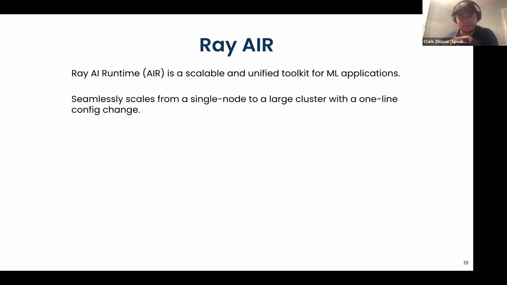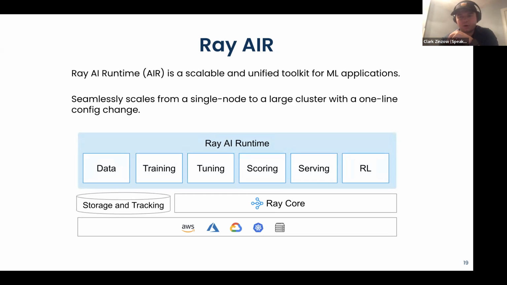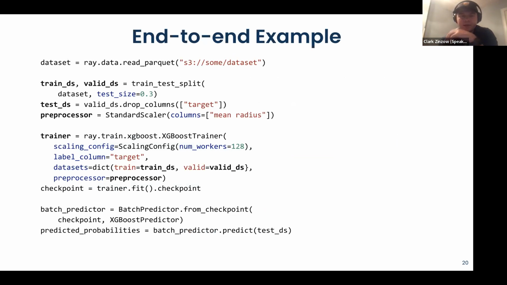It basically just goes from saying, I want one worker. Oh, just kidding. I actually want 1,000 workers. So this Ray AI runtime contains several sub-libraries targeting specific parts of your machine learning pipeline, such as data processing, training, hyperparameter tuning, scoring, aka offline inference, serving, aka online inference, and then of course reinforcement learning. This is all built on top of Ray Core.